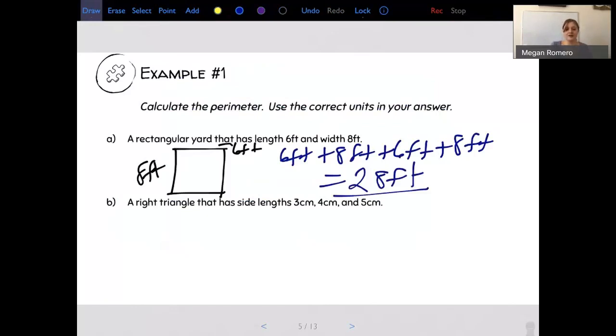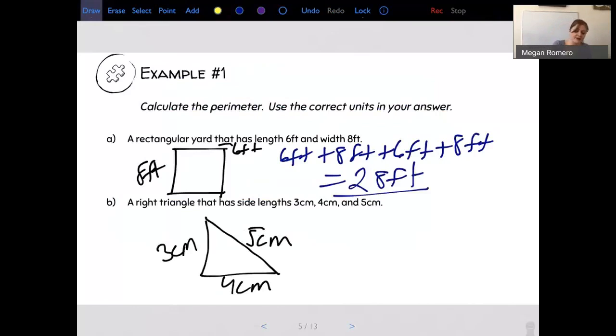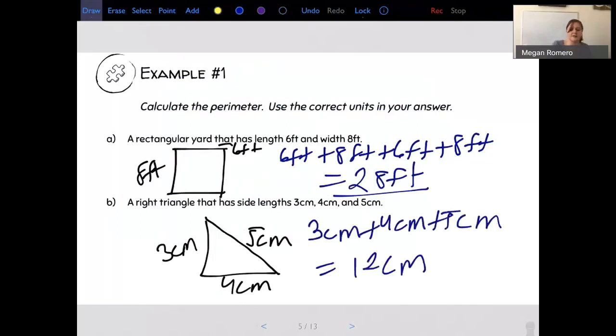For part B, a right triangle that has side lengths 3 centimeters, 4 centimeters, and 5 centimeters. So I'm going to draw a right triangle as a visual. Then we have 3 centimeters, 4 centimeters, 5 centimeters. I know we haven't talked about a formula or anything like that. Perimeter, think of it as adding up the sides of the object. So in this case, 3 centimeters plus 4 centimeters plus 5 centimeters would give us 12 centimeters total.